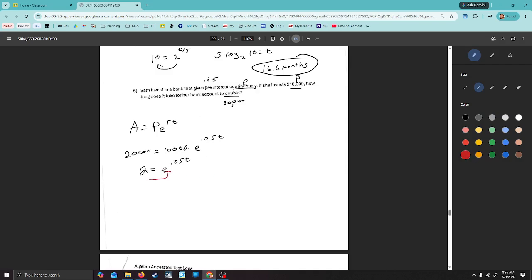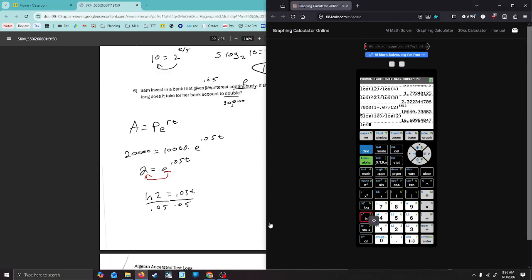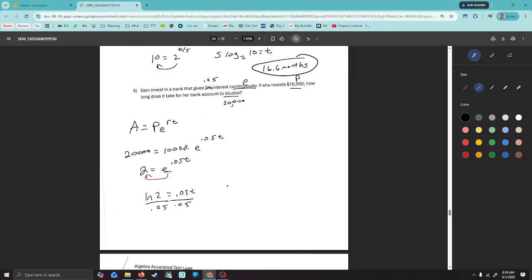Now I got to move E to the other side. The base of E is ln, so it's ln 2 equals 0.05T. Divide 0.05 on both sides. I just go to my calculator. Luckily, I have an ln button, so I don't have to do any change of base. So ln 2 divided by 0.05 is 13.86, so 13.9 years. Was it? Yeah, years.